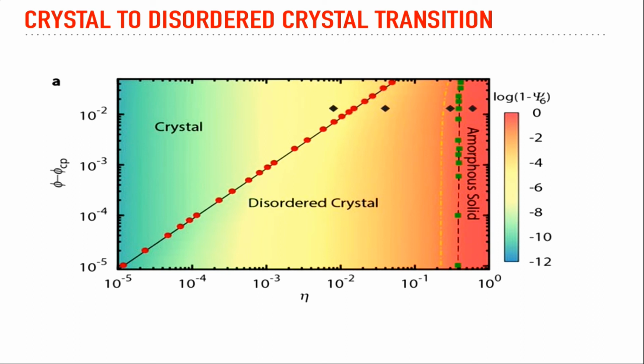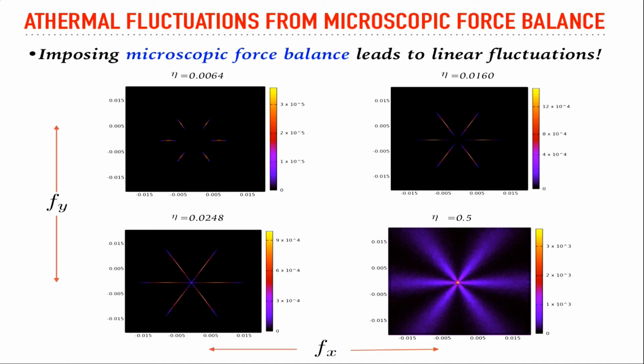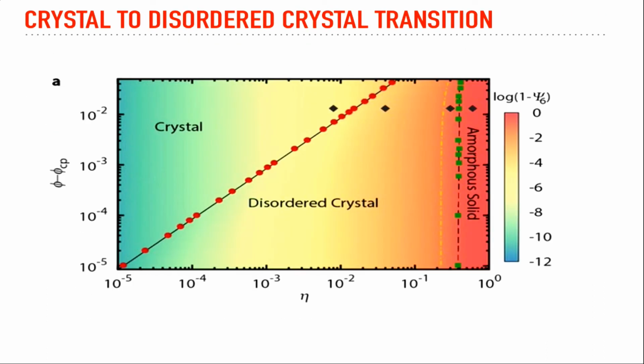What do I mean by that? I go here and show you the force distribution. This is a very large eta, and you still have this 6-fold symmetry. So much beyond this transition, this perturbation expansion of the crystalline state is still preserved. The memory of the crystalline state is preserved.